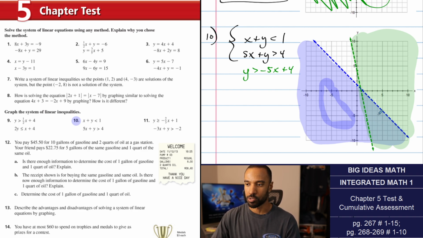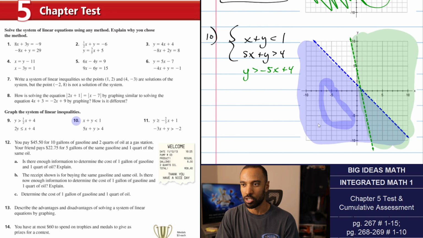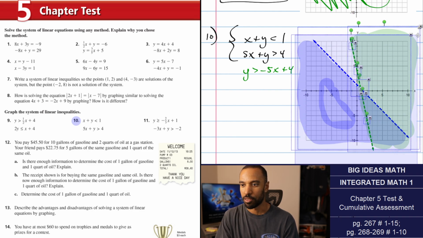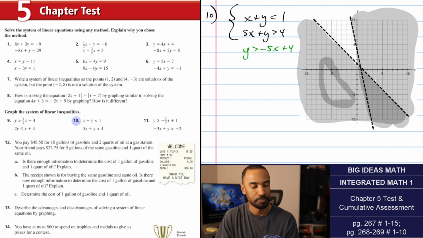If I were to pick a point that was a solution, for example, (4, -5) would be one. But it's that whole set, right? Anything within here. For the chapter review, I made this all black and white to really show the darkened portion. You're going to have to ignore this little part right here. This darkened portion is the solution set. Anything outside it is not the solution to the system.